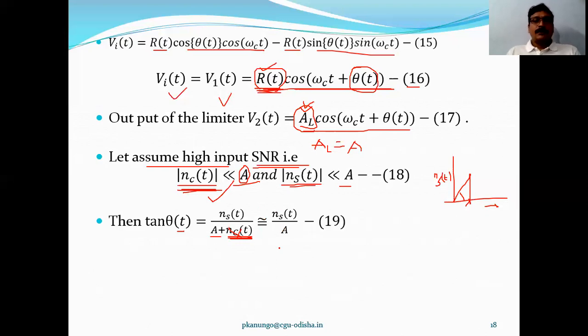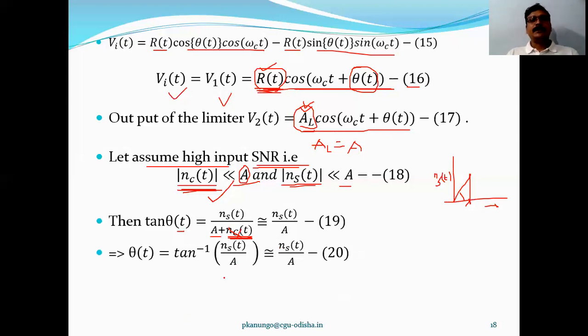This is only to simplify the calculation of noise power. Then theta t is equal to tan inverse of NST by A, because again the same condition holds: the numerator is much smaller than the denominator.